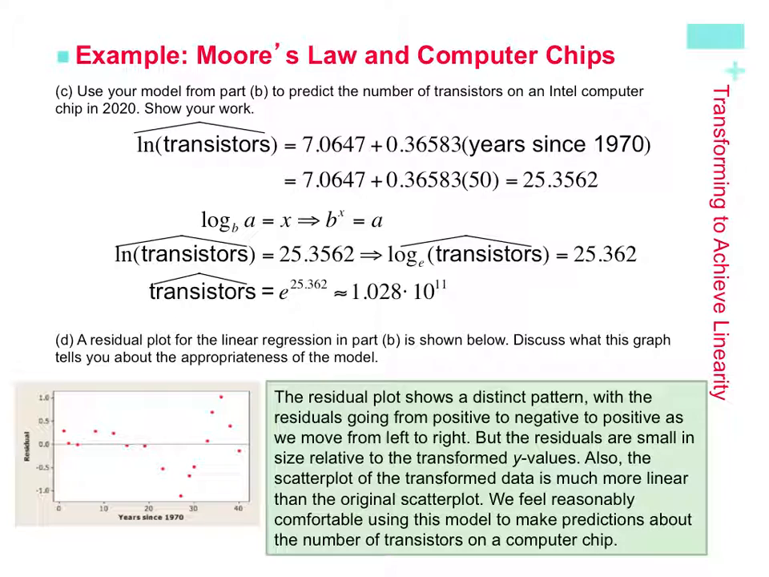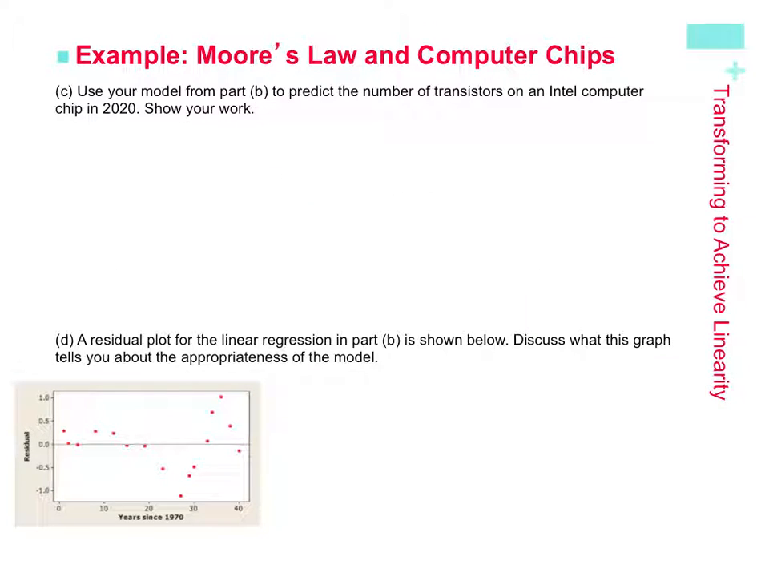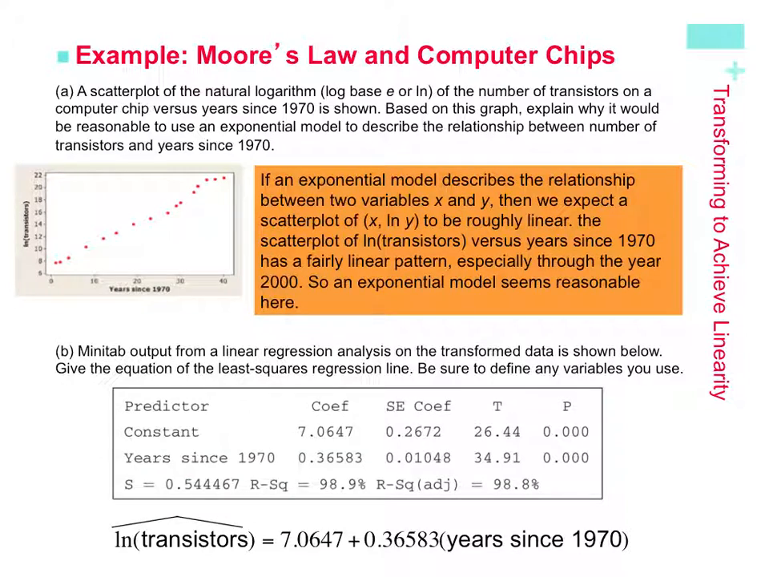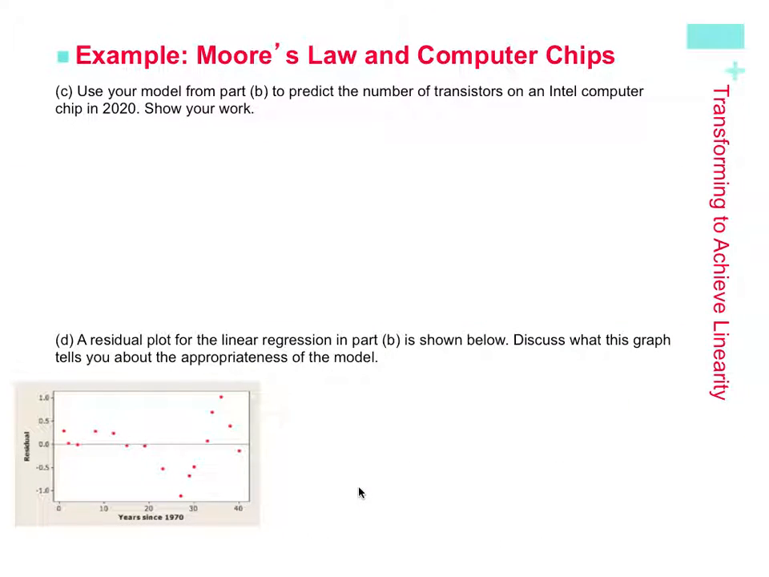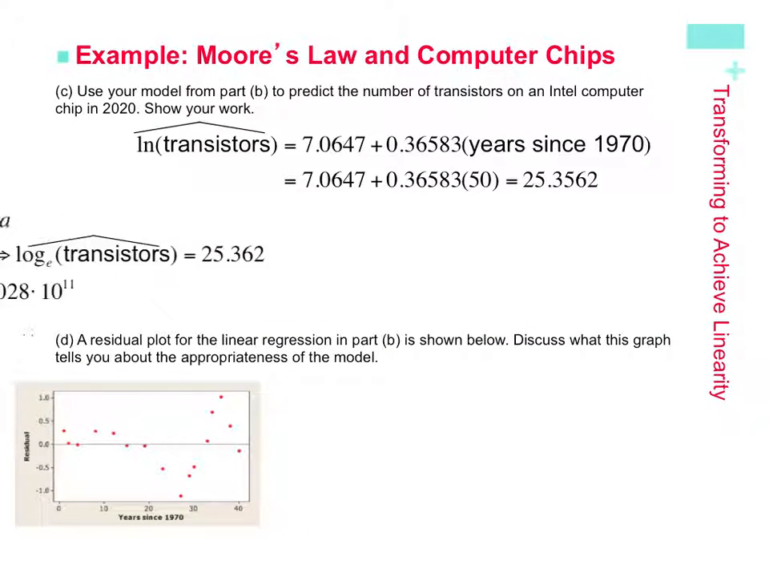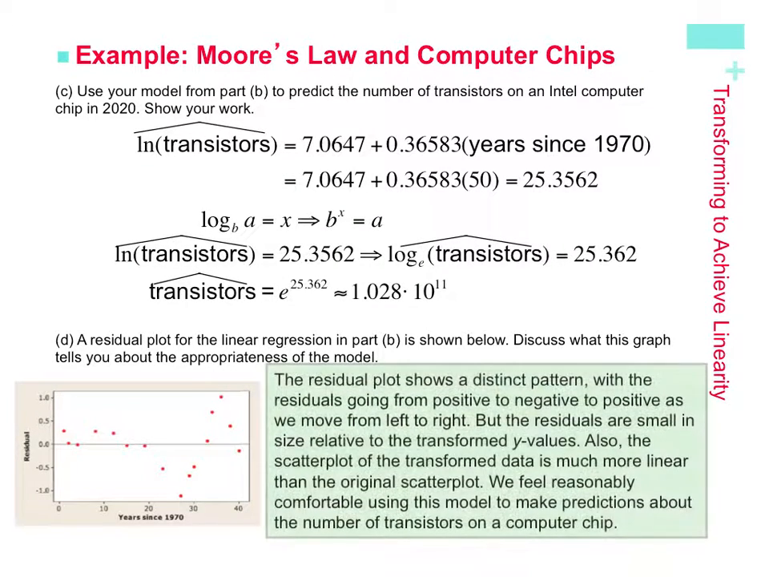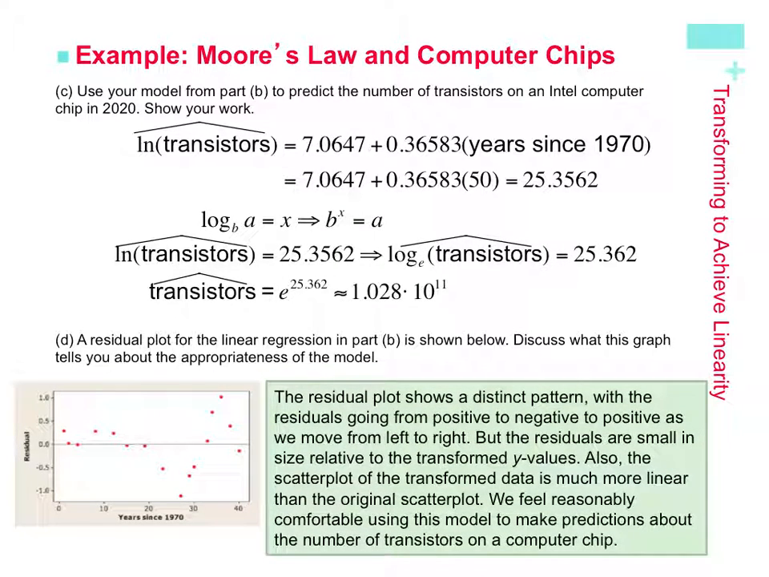Also, the scatter plot of the transformed data is much more linear than the original scatter plot. So I think we can feel reasonably comfortable that we can use that model to make predictions on the number of transistors. Also, let's check what that r-squared value was. Our r-squared value is pretty strong as well. So I think we can say that a linear model is appropriate and that regression line was a fairly reasonable model.